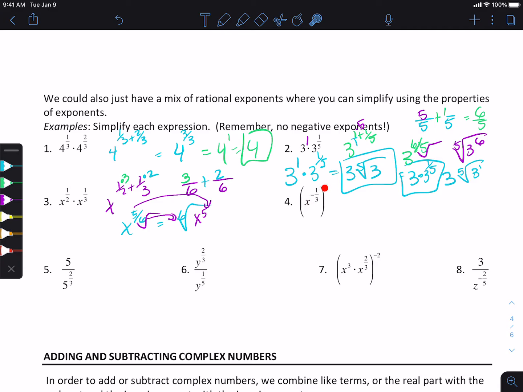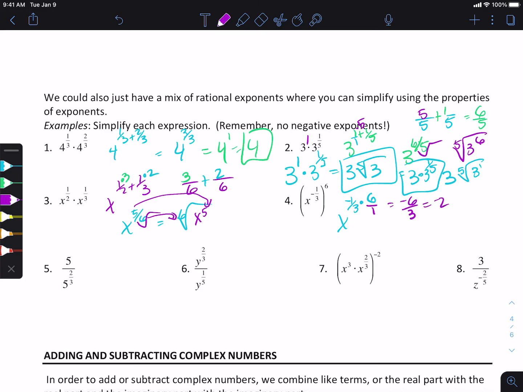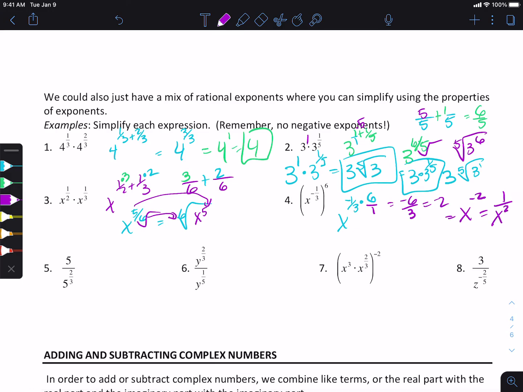Here we have a power to a power. When we have a power to a power, we're going to multiply. So we have x to the negative 1/3 times by 6. Remember, when we're multiplying fractions, the 6 can be written as a fraction when you're dividing by 1, and then I'm going to multiply straight across. So I'm going to do negative 1 times 6 is negative 6, 3 times 1 is 3, so then that simplifies to negative 2, so we're going to have x to the negative 2. But remember, we don't want negative exponents, so when it's a negative exponent, you can switch it to the denominator and make it positive.